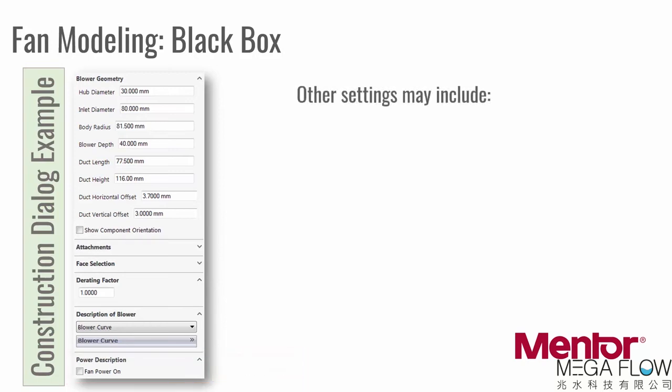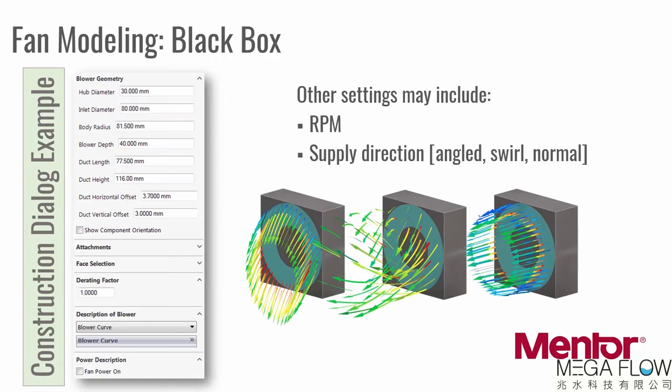There are a number of other inputs that may be available. RPM, or angular velocity. In the case of axial fan with swirl or the radial fan, the user can specify the RPM, or radians per second, to allow the software to provide a directional velocity component. For axial fans, there may be an option to specify the exit velocity direction. The options are typically angled, swirl, or normal. The angled option would be chosen if there was a vent or baffle turning the flow. Rather than model the vent explicitly, the fan model can direct the flow at the exit angle.